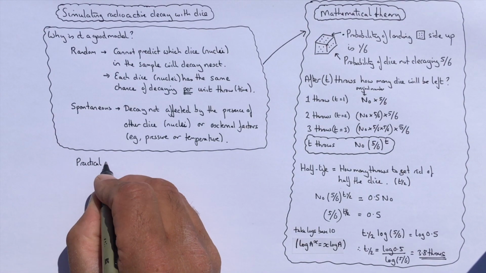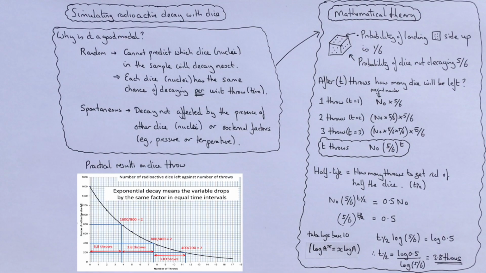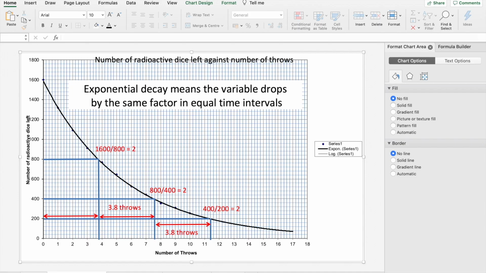So let's compare this with the practical results from our dice throw. As you can see, the theory matches the practical because we found out we got 3.8 throws to get rid of half the dice. From the original data we got, I can also plot activity against the number of dice.